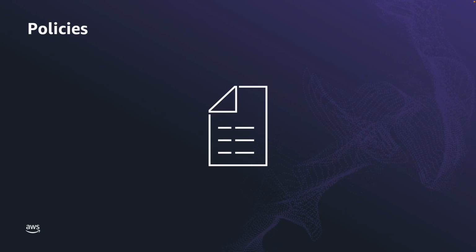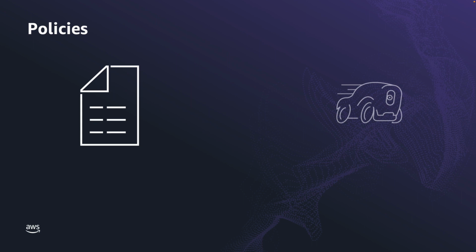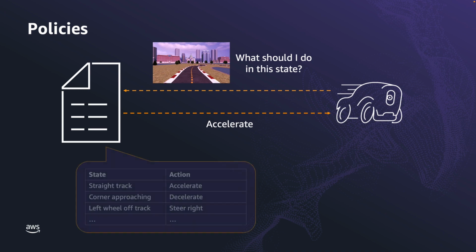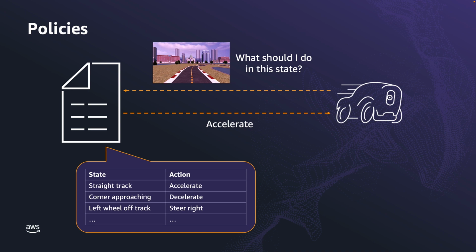At their simplest, a policy defines the action that the agent should take for a given state. This could conceptually be represented as a table. Given a particular state, perform a particular action. In the example we see here, the state from the camera is a straight track. So the action in the policy is to accelerate. This is called a deterministic policy, where there is a direct one-to-one relationship between state and action.